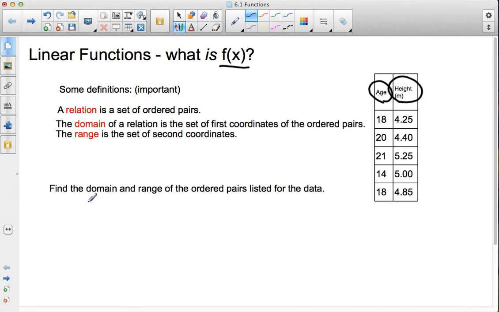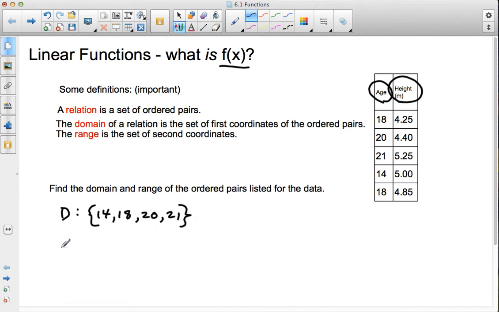So if I wanted to find the domain and range of the ordered pairs listed for the data, the first thing I need to do is list the values in order and make sure not to repeat the values. So here's how it would work. For the domain, I would make a nice little squiggly known as a brace, and then I would write in my values in order, making sure not to repeat values since I see there are two 18s. So I'd write it down as 14, 18, 20, and 21.